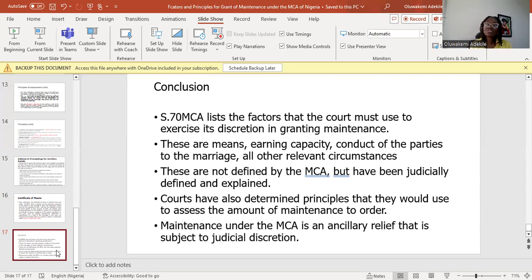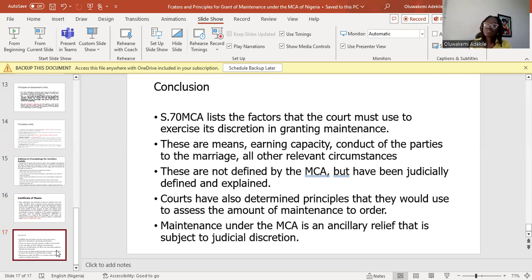The judicial efforts to explain the meaning of these have been examined, and because the MCA did not define what is meant by means, earning capacity or conduct, the cases have assisted us to know what is meant by conduct. The court has also created some principles that would assist them to assess the amount of maintenance, the quantity, what the financial order should entail. The whole essence is that the court is not going to want to burden anyone in the name of maintenance, and at the same time, it wants to ensure that justice is done between the parties to the marriage.